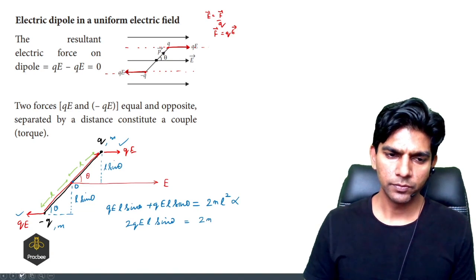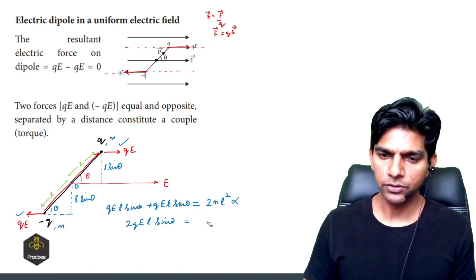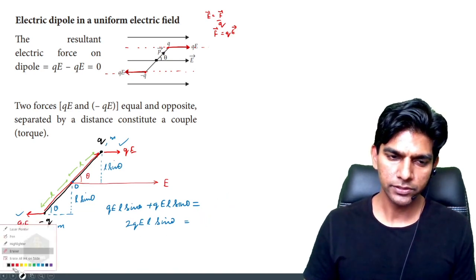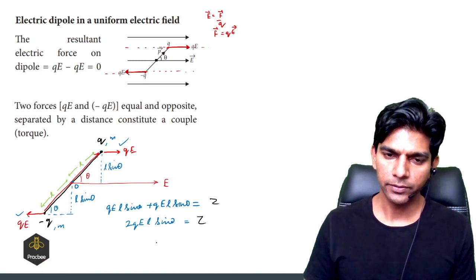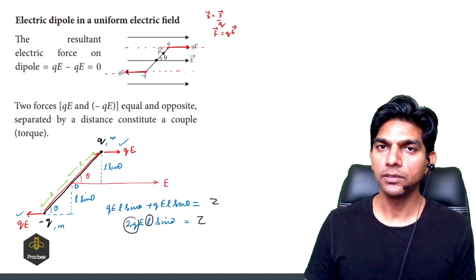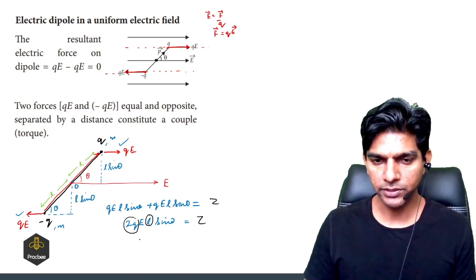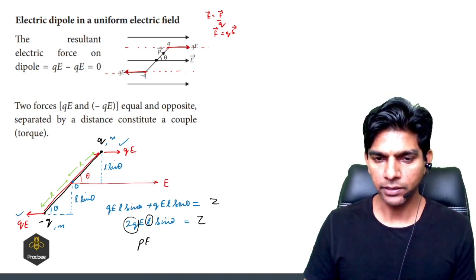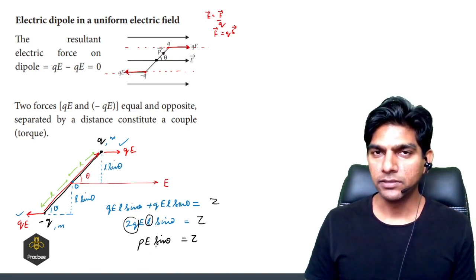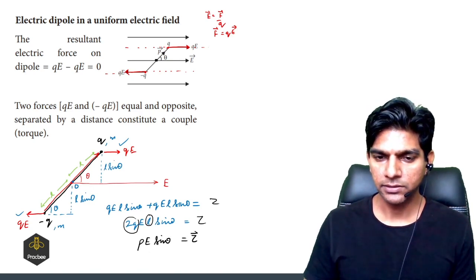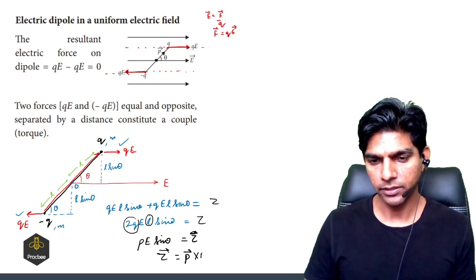Okay, right. So basically we only need to find the torque, right? So let me just find the torque first. So torque will be 2Q times L. This is nothing but the electric dipole moment. So we can say it will be P E sine theta. If I want to write this in vector notation, I can say it will be P cross E, right?